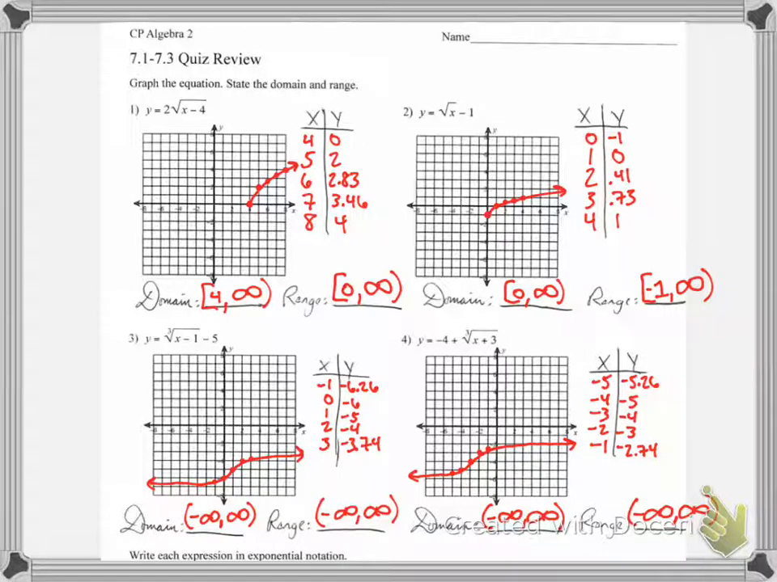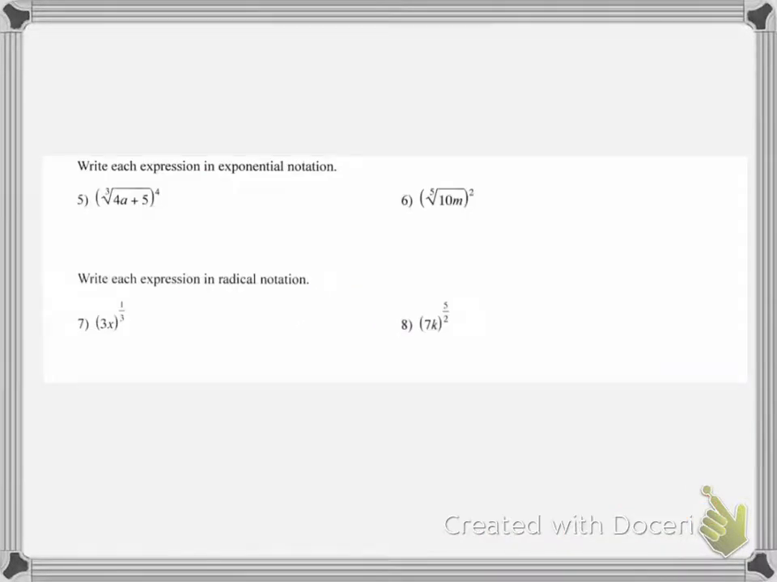Now what we're going to take a look at are a lot of the concepts from 7.2, which was starting to use some of those radical and exponent properties, which is what a good chunk of your quiz is going to be on. So you're going to get a couple really basic questions like you see here on numbers 5 through 8, where I'm going to give it to you in one notation. You need to convert it to the other.